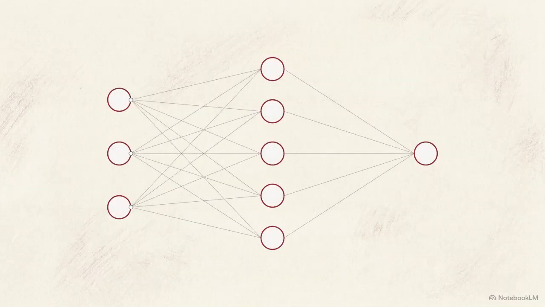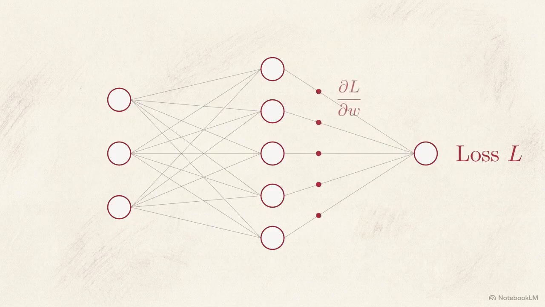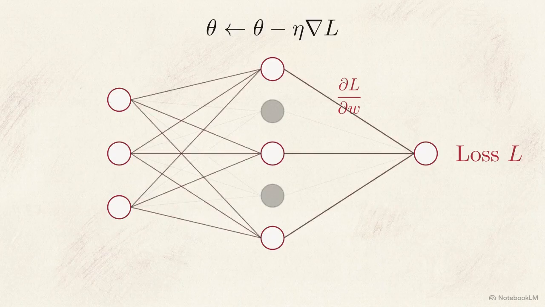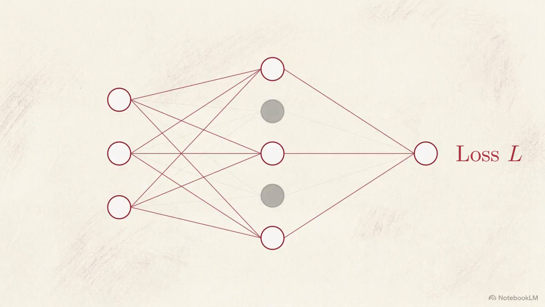Let's put it all together. We initialize parameters, push a mini-batch through the layers for a prediction, the forward pass. We calculate loss and apply the chain rule backward, backpropagation. Finally, we use dropout and momentum to adjust weights, gradient descent.